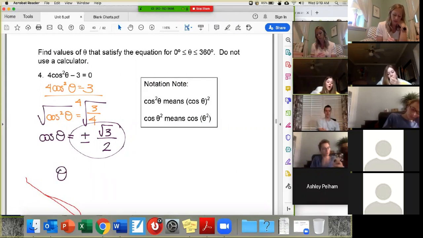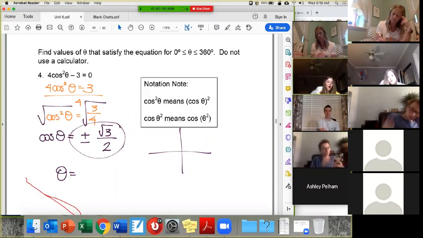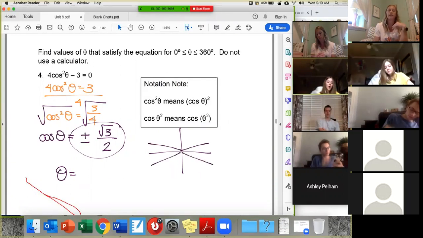So my answers are going to be, where is cosine equal to either positive or negative root 3 over 2? Because cosine is both positive and negative, how many answers am I going to have? 4, one in every quadrant. Because cosine is positive in quadrant 1 and 4, and negative in quadrant 2 and 3. I did the right gestures, but the wrong quadrants.